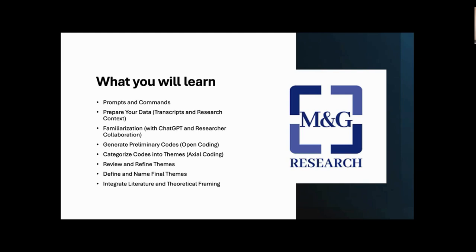Then you need to generate preliminary codes. We're also going to learn about categorizing codes into themes, which is axial coding. We're going to learn about reviewing and refining these themes and defining and naming final themes. And therefore, lastly, we're going to integrate the themes with literature and theoretical framework. You might be asking yourself, why theoretical framework? I'll tell you as we proceed.